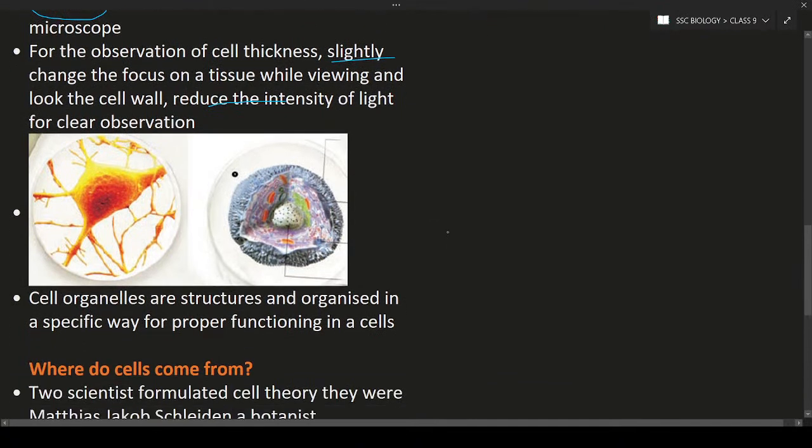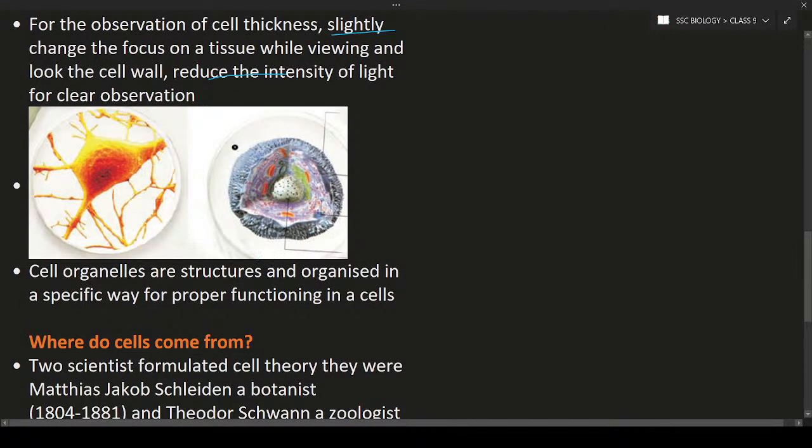Cell organelles are the structures organized in a specific way for the proper functioning of the cells. Already we have discussed the cells have some properties. What are the properties of the cells? They have some size, thickness, breadth, shape, and so on. Along with this, they have biological functions. What are the biological functions?